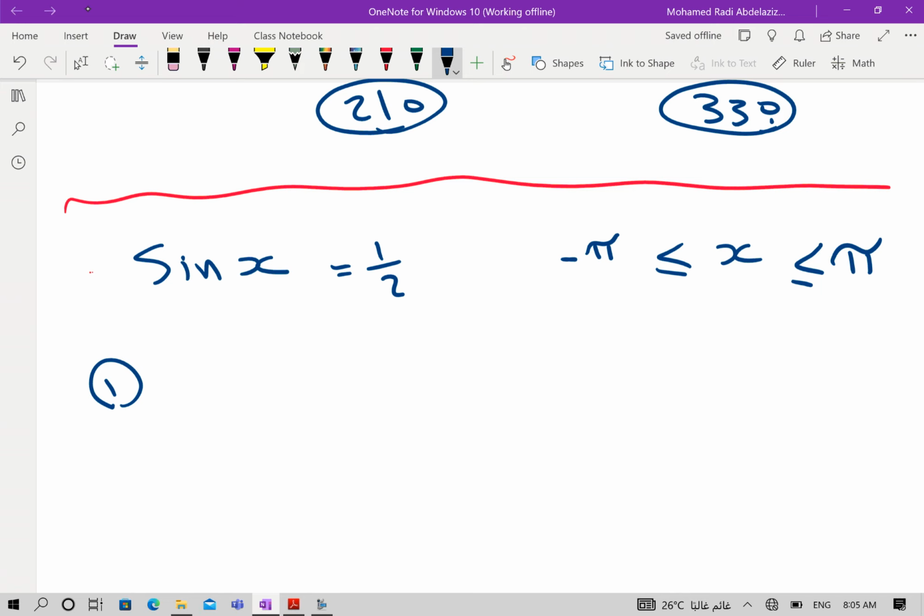Find the principal angle. But for the principal angle, if you want to start, look at the range. Is it given in degrees or rad? This question is given in rad, so please write your answer in rad. But you can find your answer in degrees first, and after finishing all the solutions, I will convert it from degrees to rad.